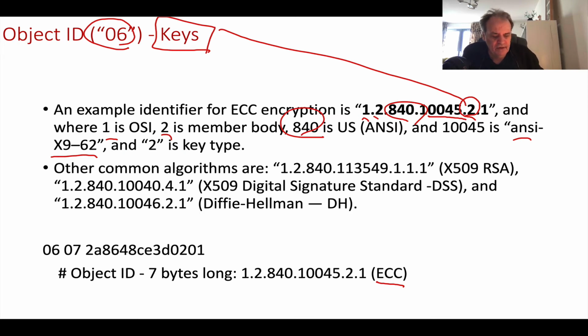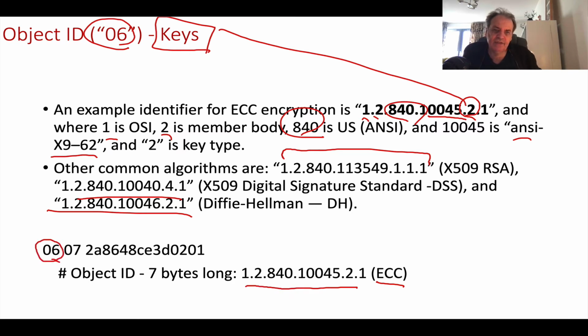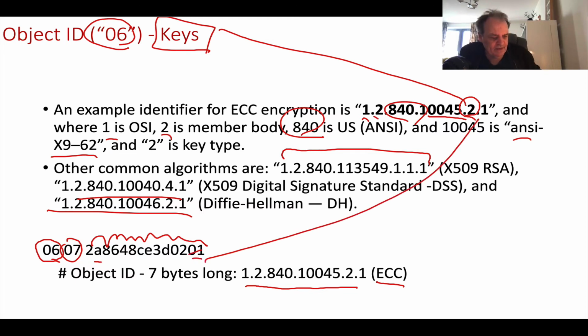So other identifiers that we can have: an RSA certificate is identified with this one, an RSA signed signature is this one, and this one here is Diffie-Hellman. So in this case, here is a tag 06, and then we have 7 bytes after that to identify the key types. So it's 7 bytes long, 1 to 7 there. We can see there's the 1 and then there's the 2.